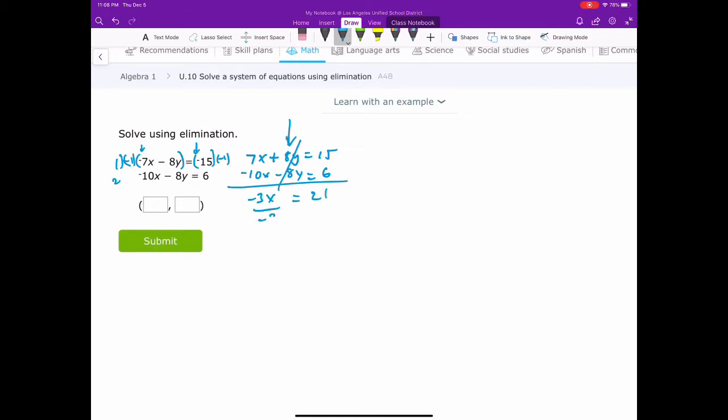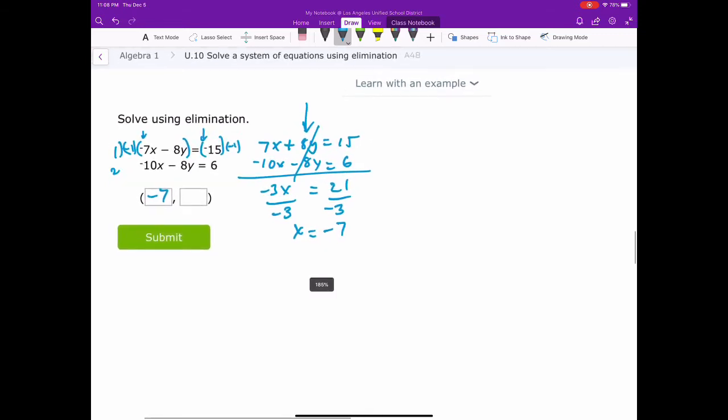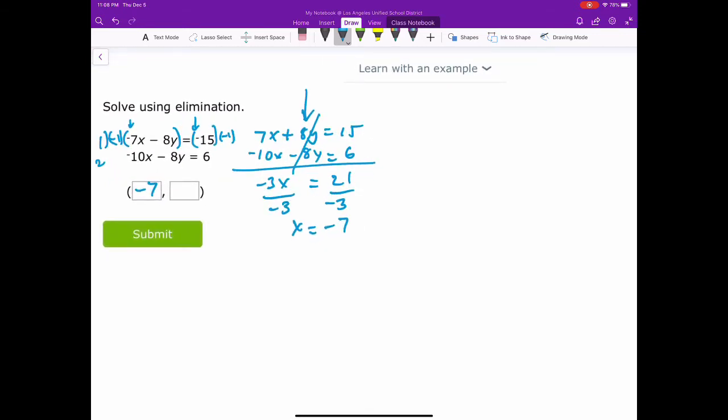And you guys are probably seeing that, hey, 21 and 3 divide into each other. Don't forget the negative. X is negative 7. Negative 7 for x. The hard part about the elimination method is that now you have to plug in the x into an equation that isn't solving for y. So we're going to go ahead and just use the top equation or the bottom. Remember, it doesn't matter. So I'll use the bottom then instead. Negative 10x minus 8y is equal to 6. We solve for x. X was negative 7, so we write negative 7 there.